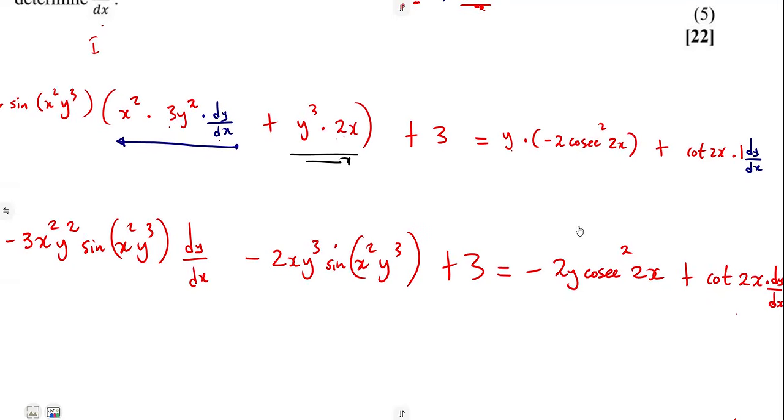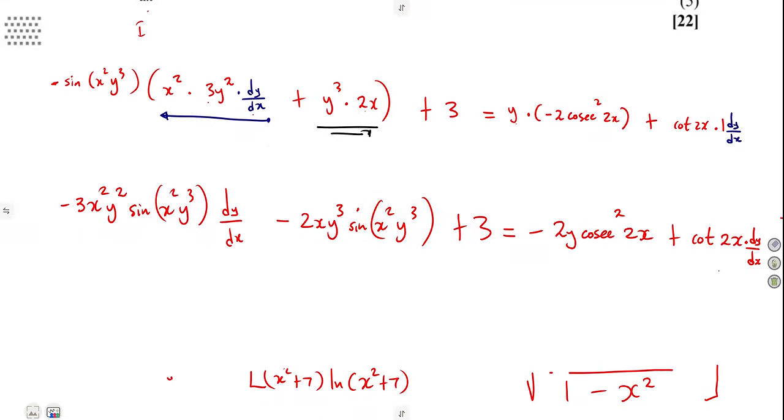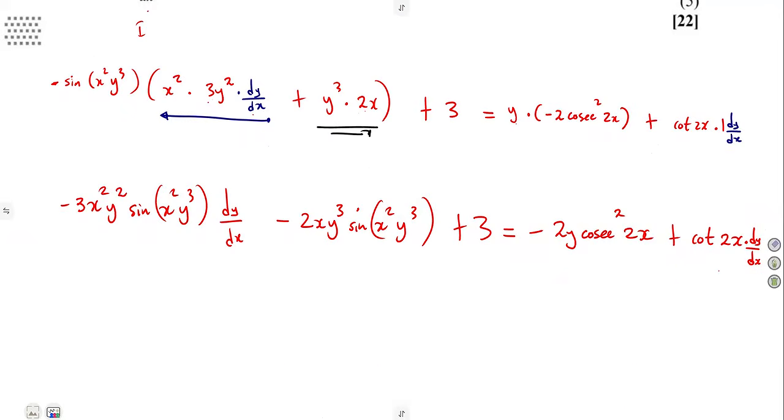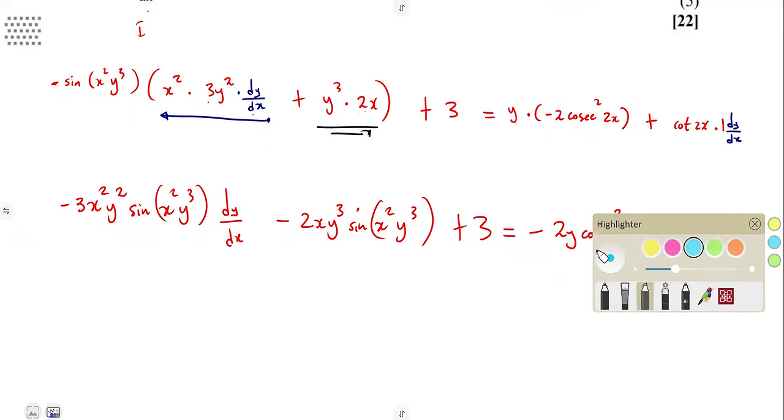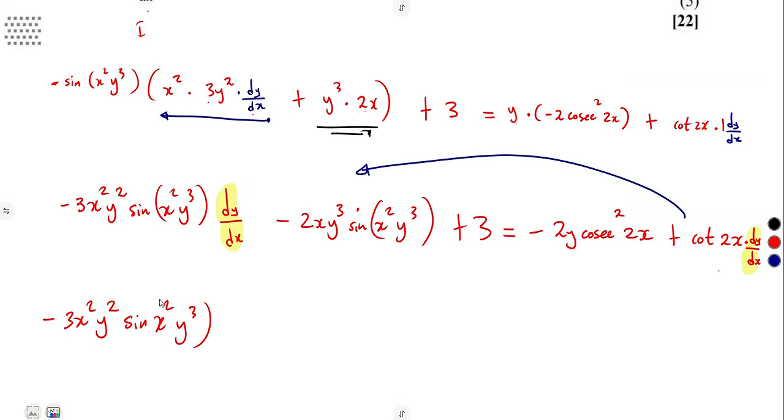From here, we can see that what we can simply do is collect the like terms. You're going to consider collecting the like terms, where we put the terms with dy/dx on one side of the equation. There is a dy/dx here and there is also a dy/dx. So I'm going to simply take this one to the other side of the equation. I'm going to remain with minus 3x squared y squared sine of x squared y cubed dy/dx.